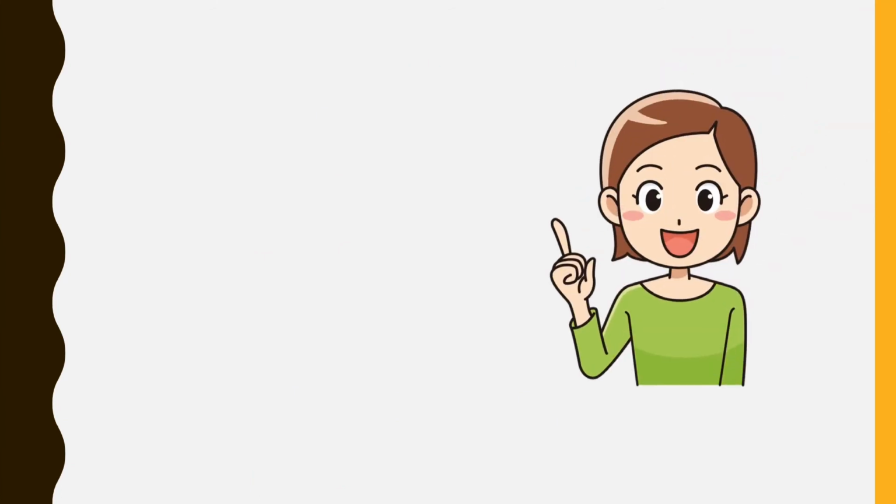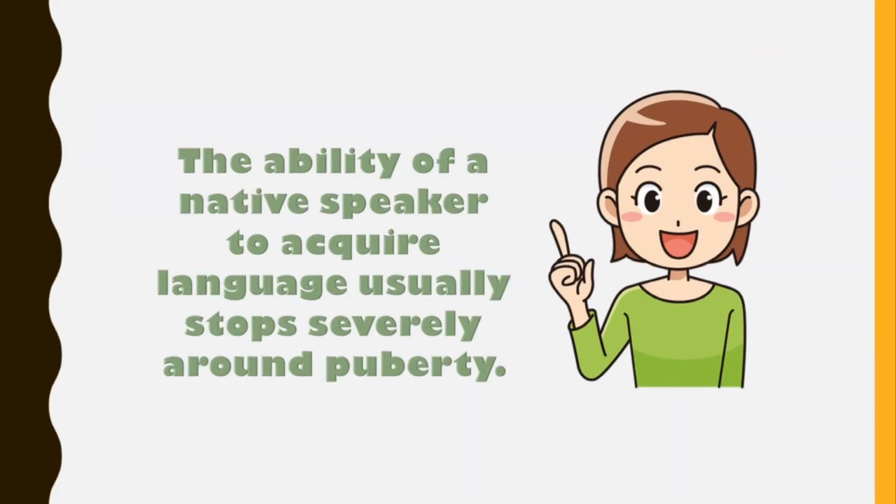The ability of a native speaker to acquire language usually stops severely around puberty. Here are some of the things that they believe why it happens. It is said that shortly before puberty, the development or the fixing of various functions of the parts of the brain takes place. And the other reason is, after these changes before puberty occur, it may lead to an inflexibility which causes the language acquisition to stop proceeding beyond the conclusion it reached before in early childhood.